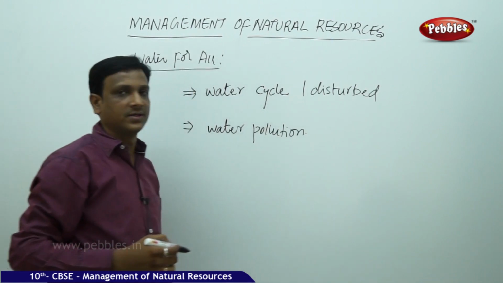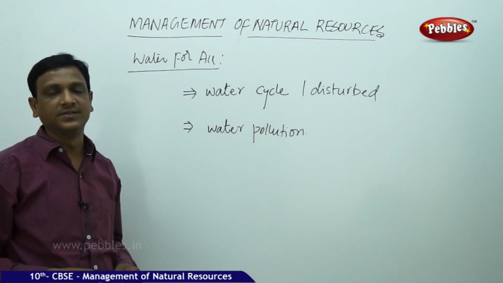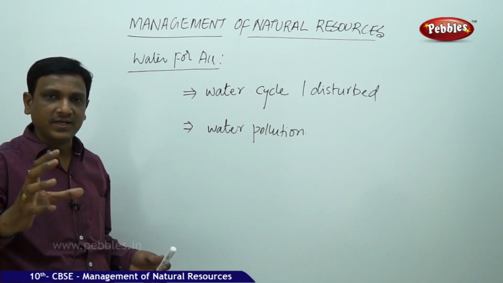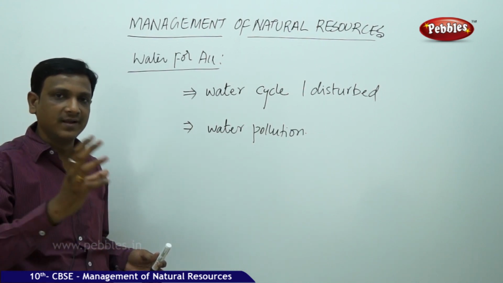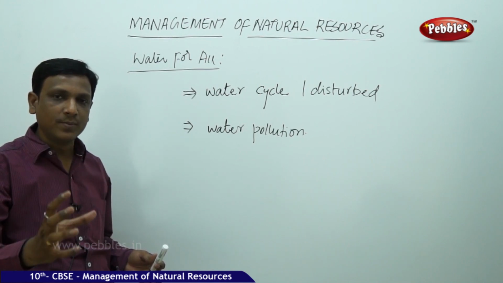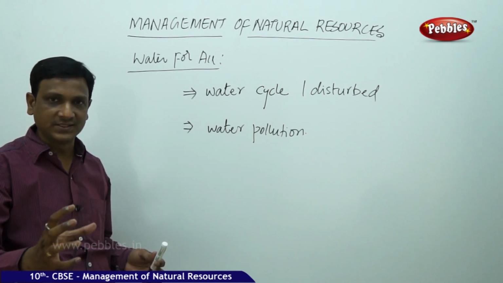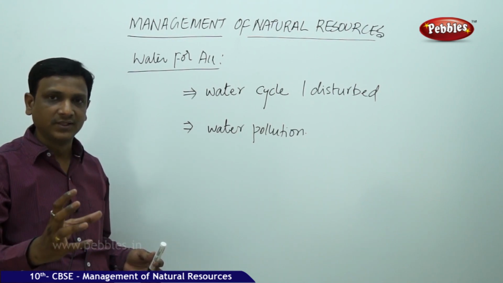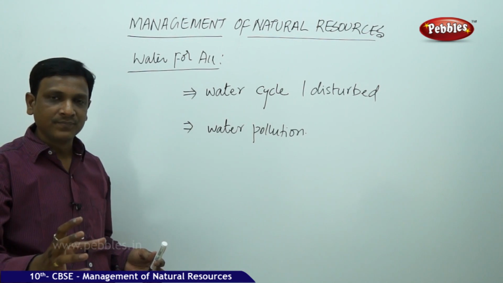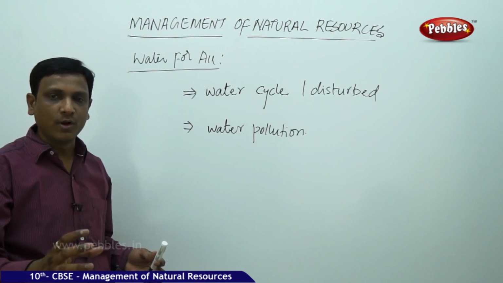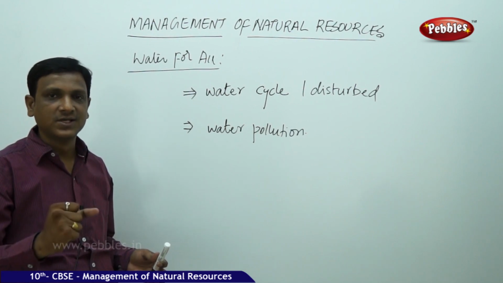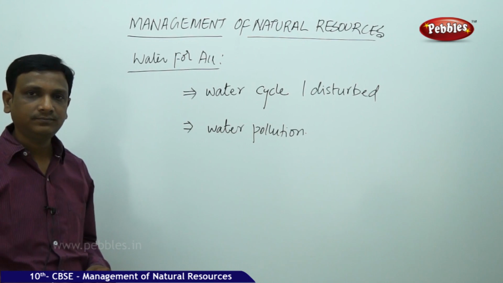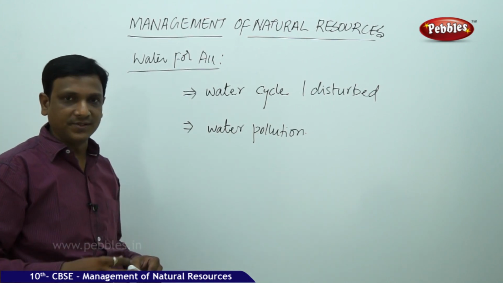Disturbance takes place in the water cycle. What is this disturbance? Actually, the water cycle happens naturally. It is a natural phenomenon and takes place in a regular way. But because of human activities like excess use of fuels and excess production of carbon dioxide, the temperature of the earth increases, that is global warming, and all this leads to phenomena like El Nino and La Nina effects. By that the monsoon winds are affected and it affects the rainfall. So the water cycle is disturbed.